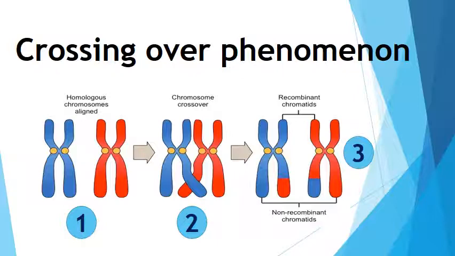What's meant by crossing over phenomena? Yes, it is a phenomenon that takes place at the end of prophase 1, by which exchanging a part of inner chromatid to form a new arrangement in genetic traits.